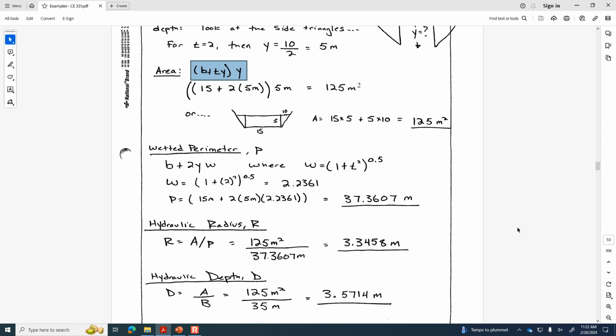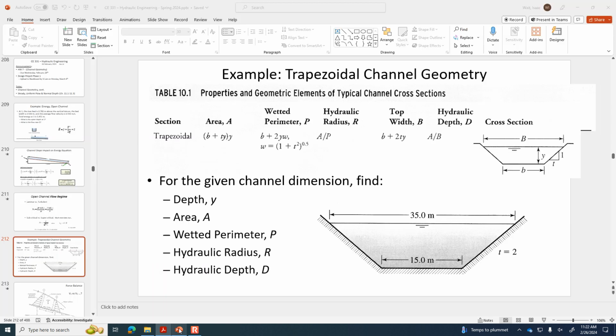So it seems pretty simple. It gets a little bit more tricky when you're solving for an unknown flow depth in Manning's equation. We'll show you an example of that today. There are solvers out there. You'll get good, I think, at solving equations on your calculator.